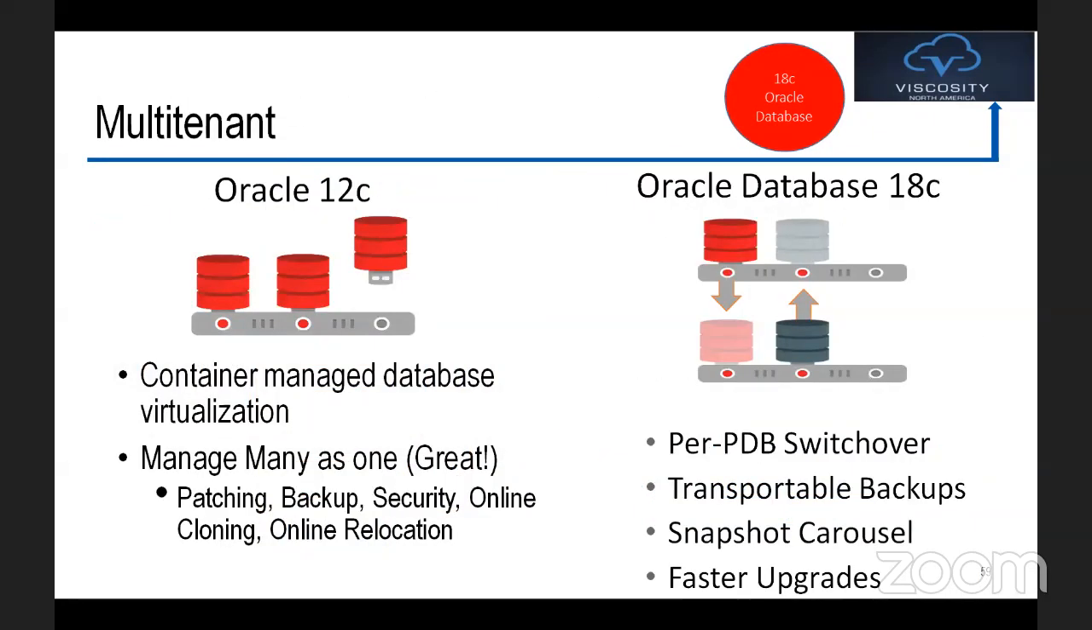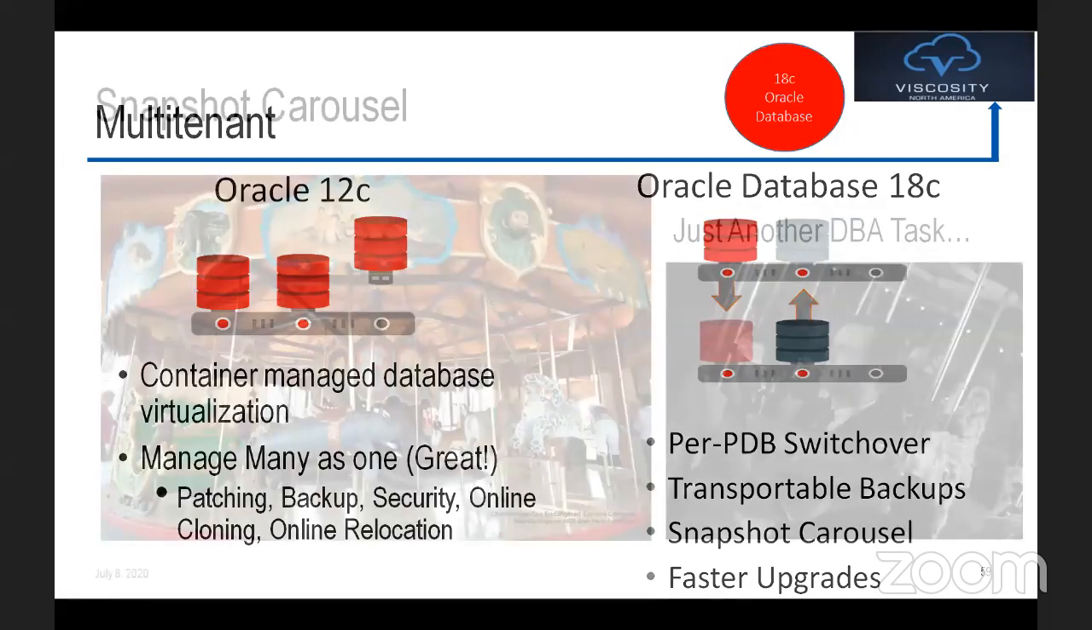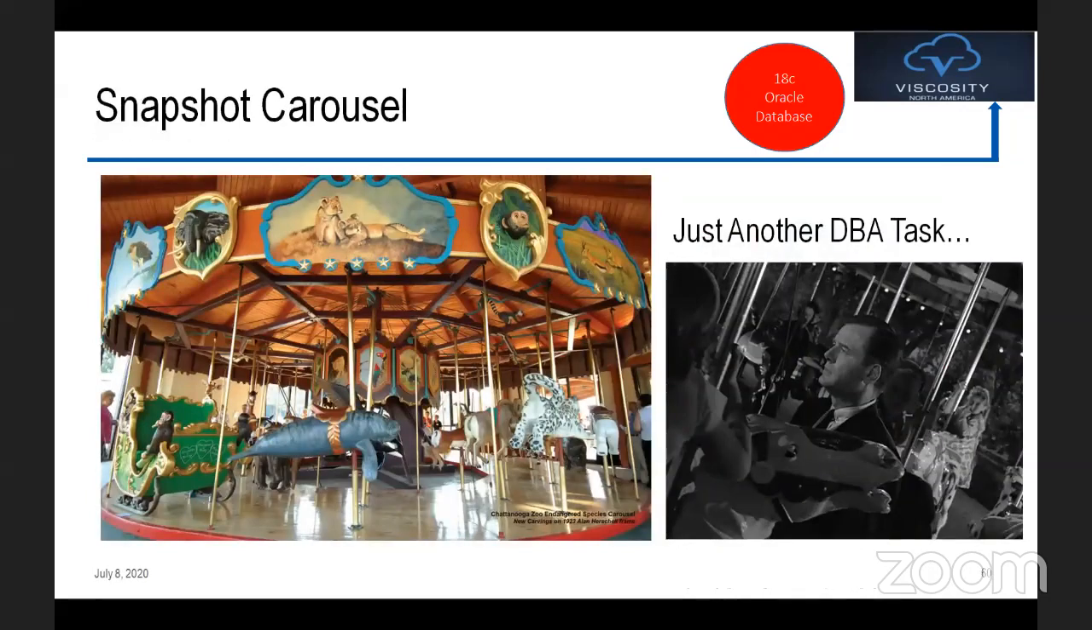Another thing they gave me is increasing what we did for pluggable databases. So why were pluggable databases in 12 important? Because they're going to do more things and give me more features in 18 and 19. Let's look at the first one, Snapshot Carousel.